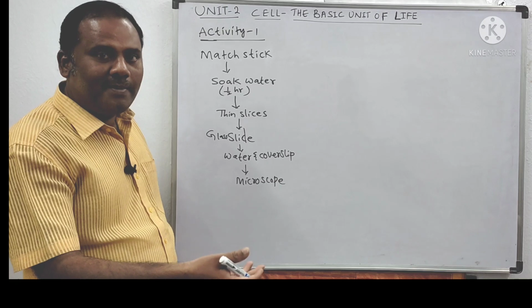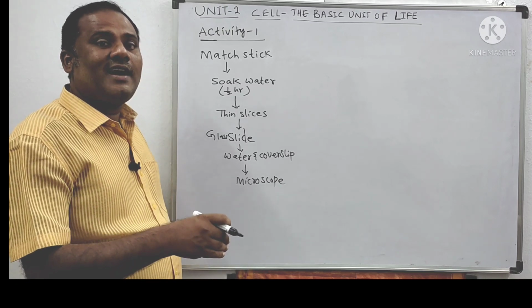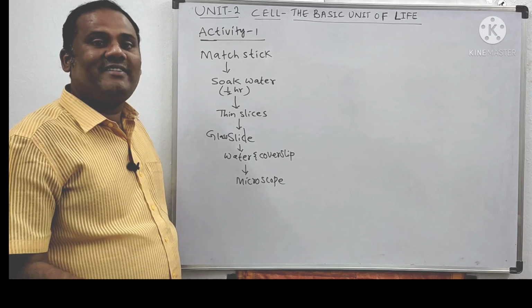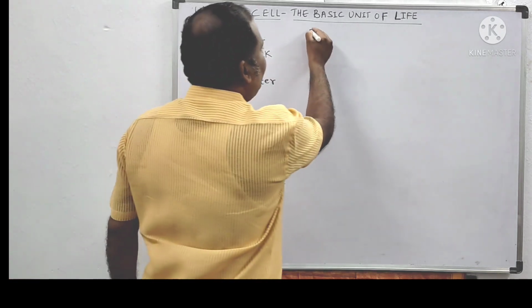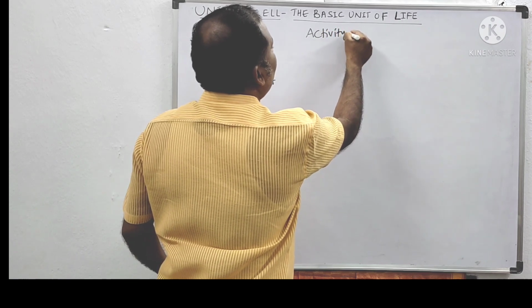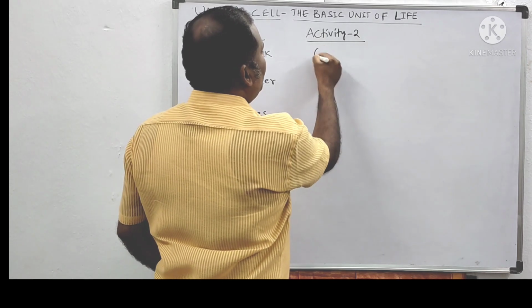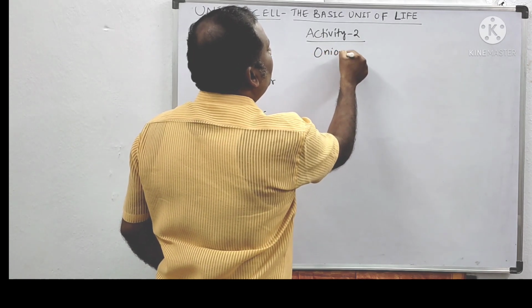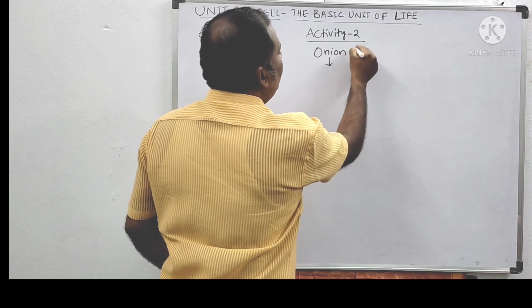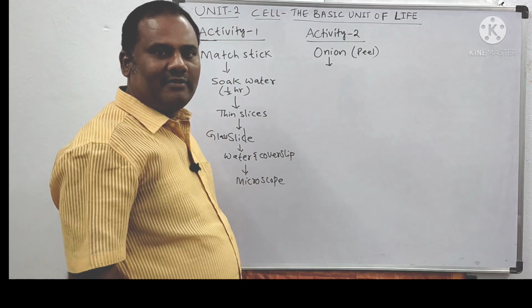So now let us take up another activity. In that activity we are going to see the live cells, that is living cells. That is activity 2. In activity 2, what you have to take? You have to take an onion. You have to peel that onion, that is, remove the outer covering of the onion.